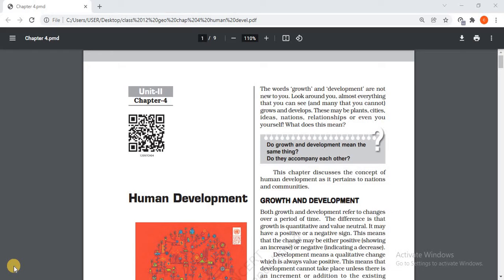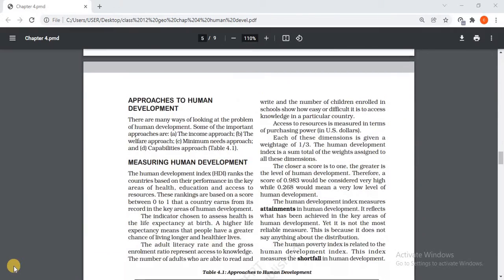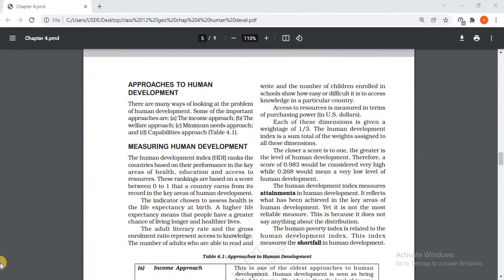Now we will see Class 12 Geography, Chapter 4, Unit 2, Human Development, Part 2. Approaches to human development. There are many ways of looking at the problem of human development.